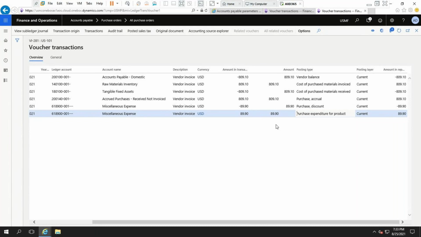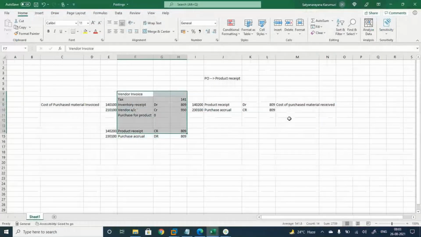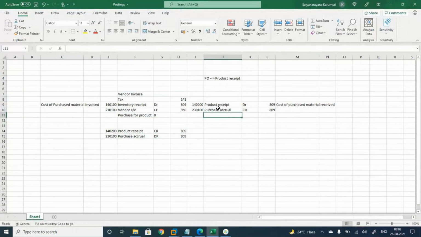Tomorrow what I will do, I will apply charges, I will apply taxes, and then I will show you product receipt and then invoice, so that you can understand the difference between product receipt and invoice. This is the highest priority for each and every finance consultant. Of course, people are becoming finance consultants without this knowledge also. There are many people I saw in the market.